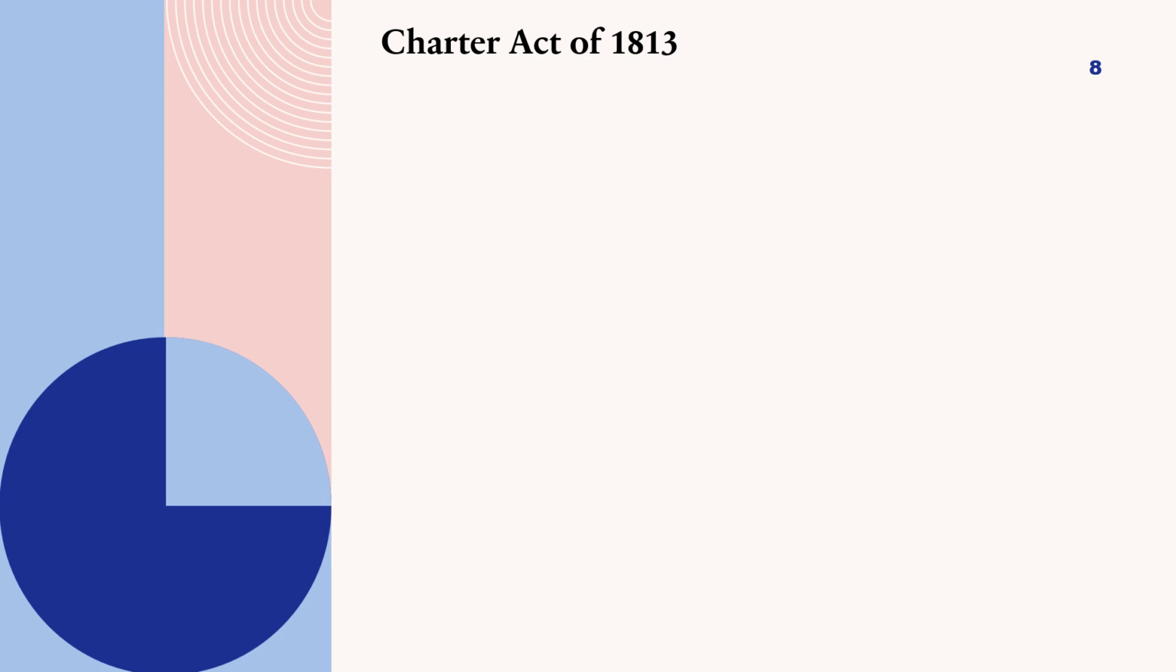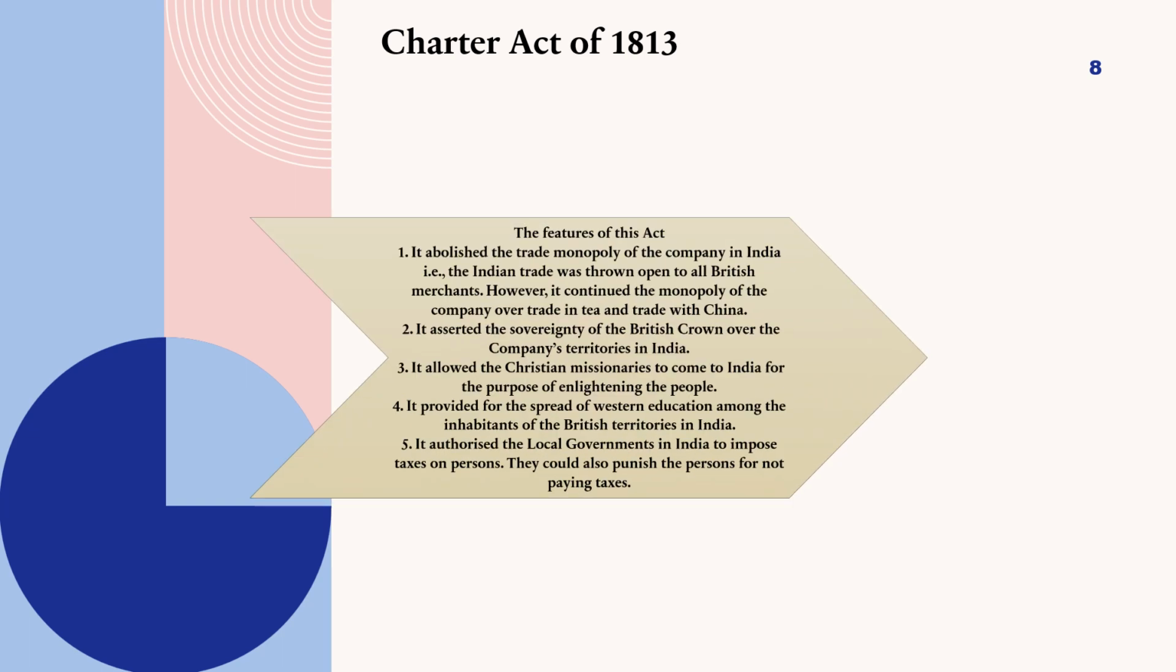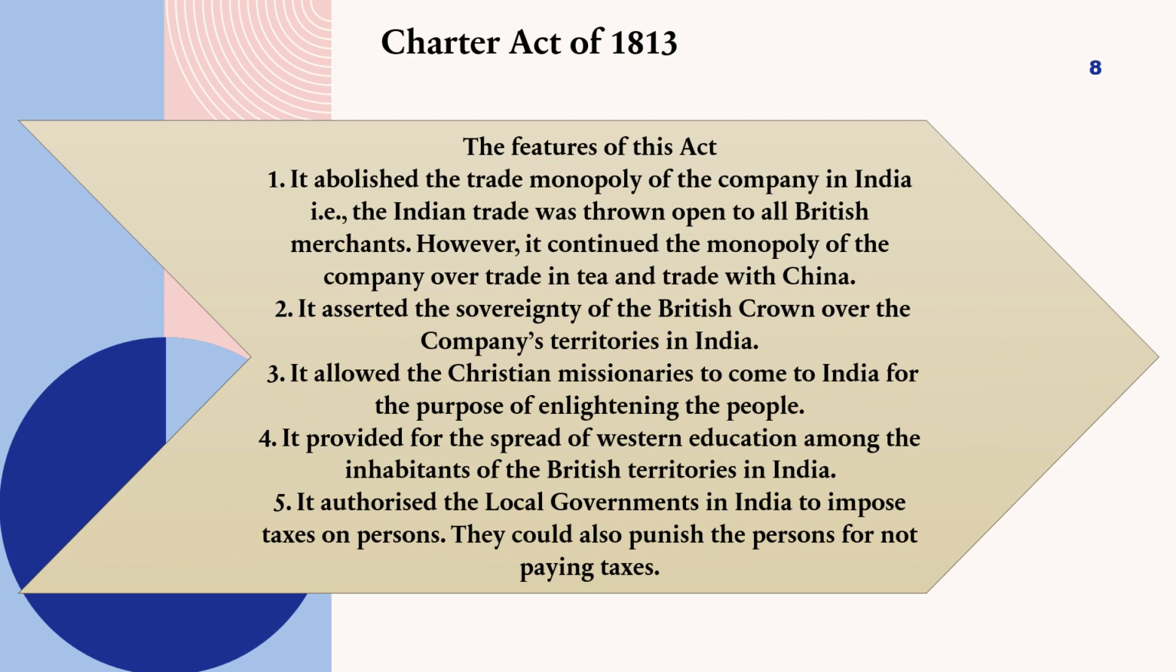And it asserted the sovereignty of the British Crown over the company's territories in India, and it allowed Christian missionaries to come to India for the purpose of enlightening the people, and it provided for the spread of Western education among the inhabitants of the British territories in India. And it authorized the local governments in India to impose taxes on persons, and they could also punish persons for not paying the taxes.